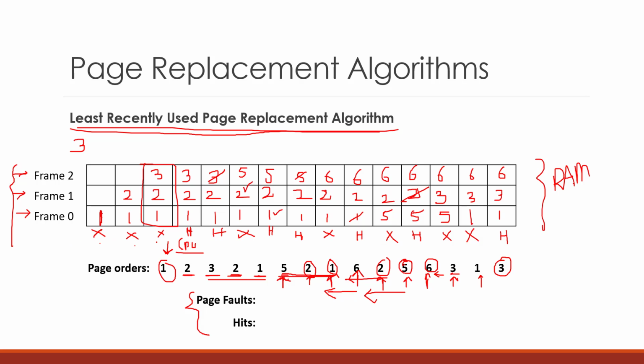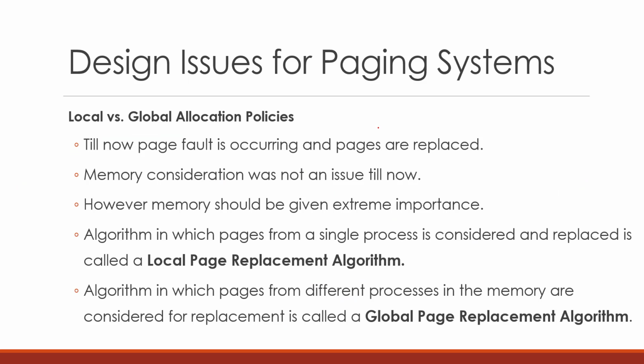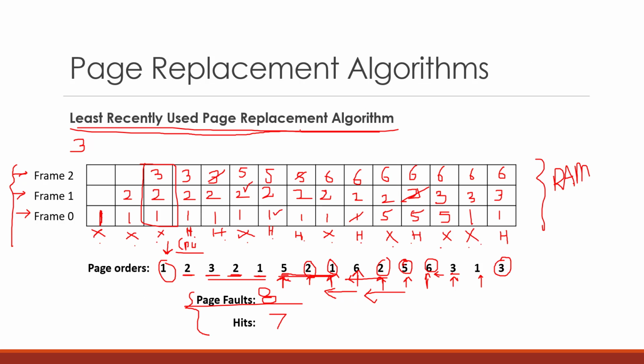So 1, 2, 3, 4, 5, 6, 7 and 8. So 8 page faults occurred. How many hits occurred? 1, 2, 3, 4, 5, 6 and 7. So there were 7 hits and 8 page faults, right? So we need to use an algorithm normally where there are fewer page faults, right? This is the whole aim of using a page replacement algorithm. So I hope you guys understand what page replacement algorithms are, why we use them, and how to use them, right?